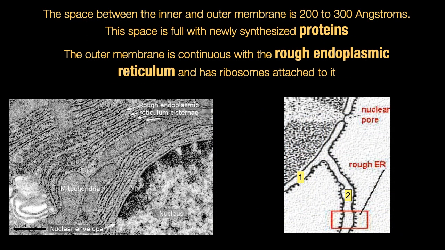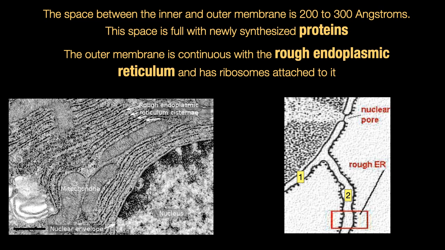And we know that the space between the double membrane that makes up the nuclear envelope is about 200 angstroms and is full of proteins. You can see in the right image marked as 1, the yellow 1, that's the double membrane of the nuclear envelope. And this is full of proteins because proteins are synthesized by ribosomes, those small black dots all around the outer membrane.